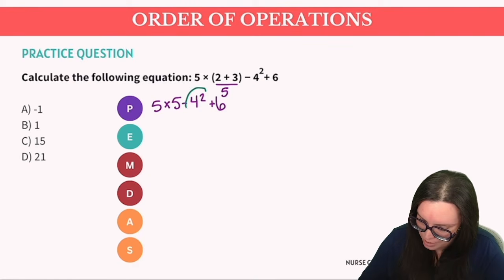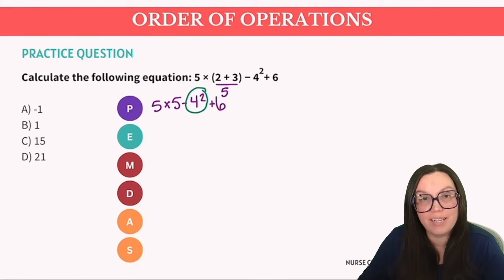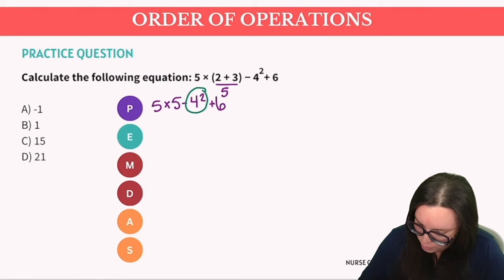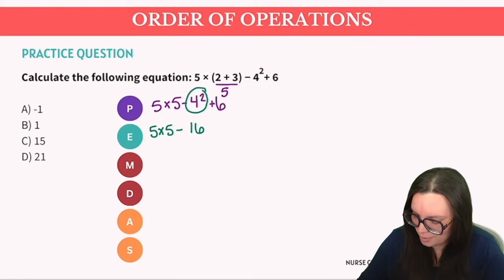So we only have one exponent here, right? That's 4 raised to the power of 2. So our new equation is going to be 5 times 5 minus 16, that's our equation we just did, plus 6.